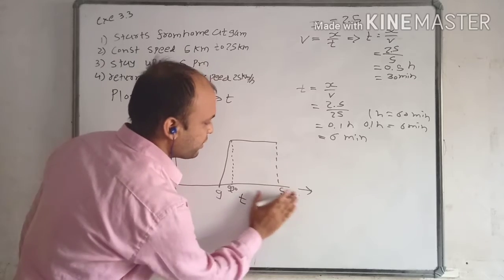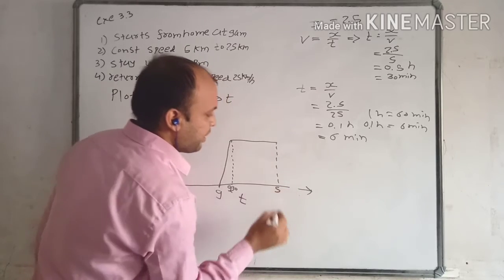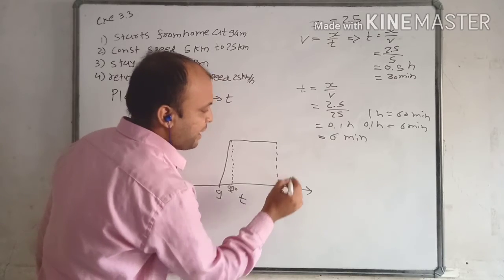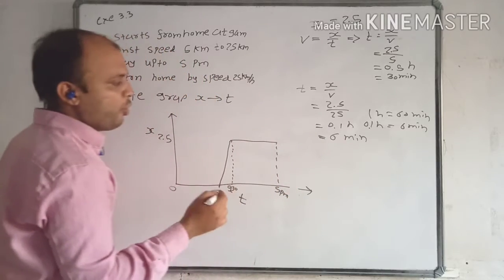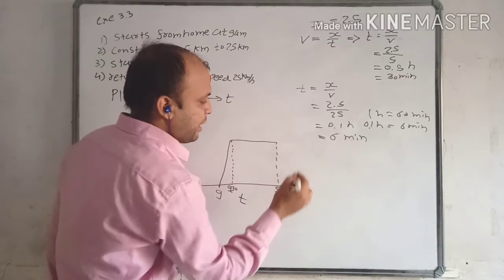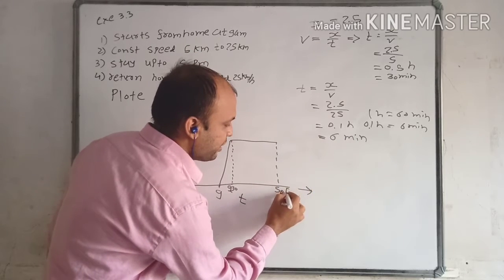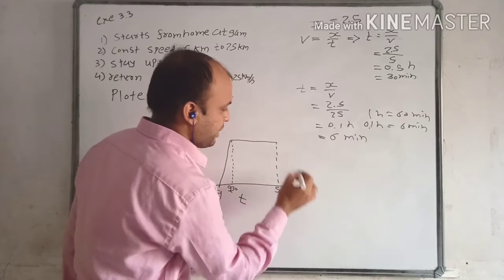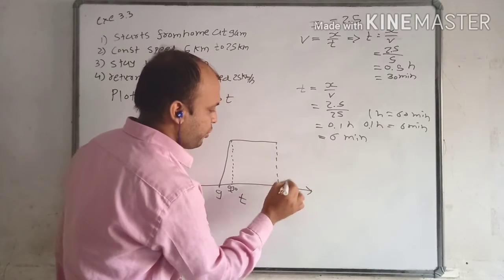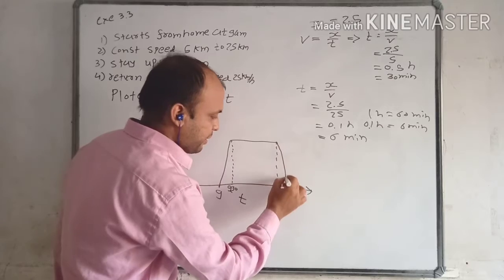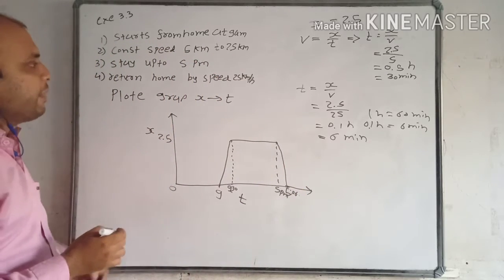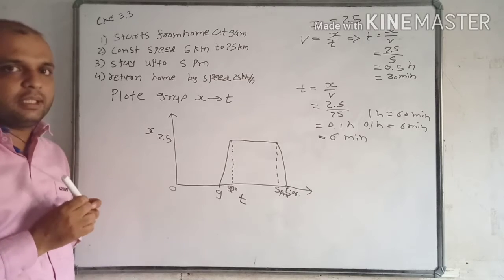From here, she stays at the office till 5 p.m., and after that she returns home in just 6 minutes. So we take 5:06 here and draw the slope like this. This becomes the graph according to the given conditions.